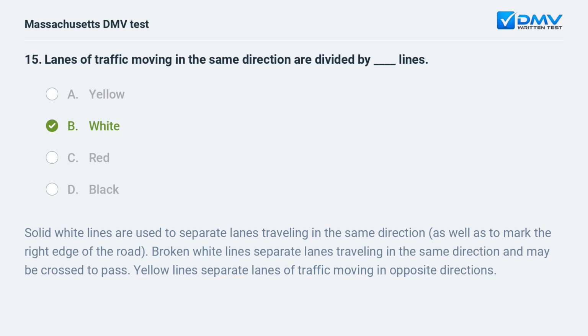B. White. Solid white lines are used to separate lanes traveling in the same direction as well as to mark the right edge of the road. Broken white lines separate lanes traveling in the same direction and may be crossed to pass. Yellow lines separate lanes of traffic moving in opposite directions.